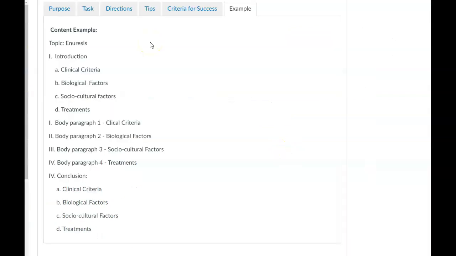So in this example, it has clinical criteria, biological factors, sociocultural factors, and treatments. These are suggestions that you can use as main points in your paper. You can also have additional main points, or you can replace these. However, I would highly recommend at least covering the clinical criteria and the treatments for sure.